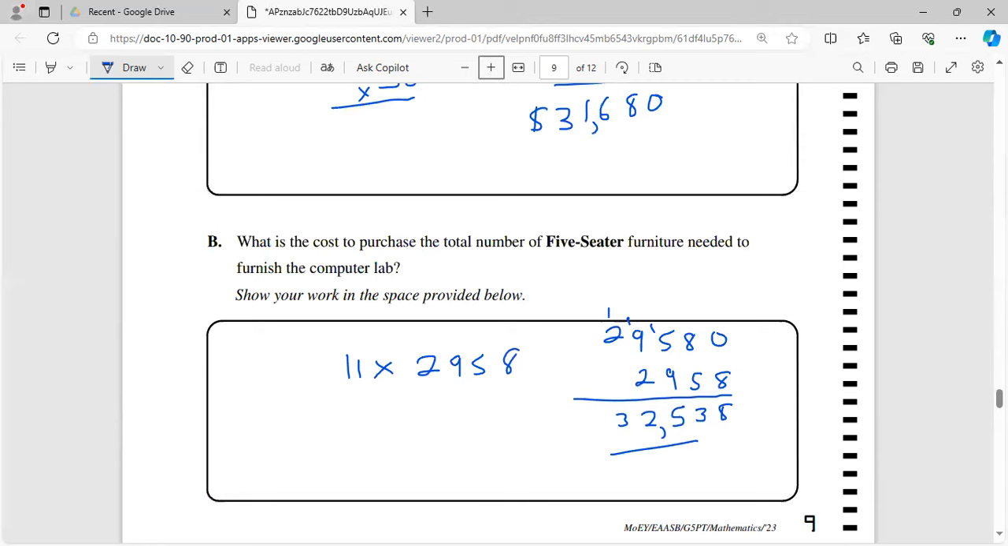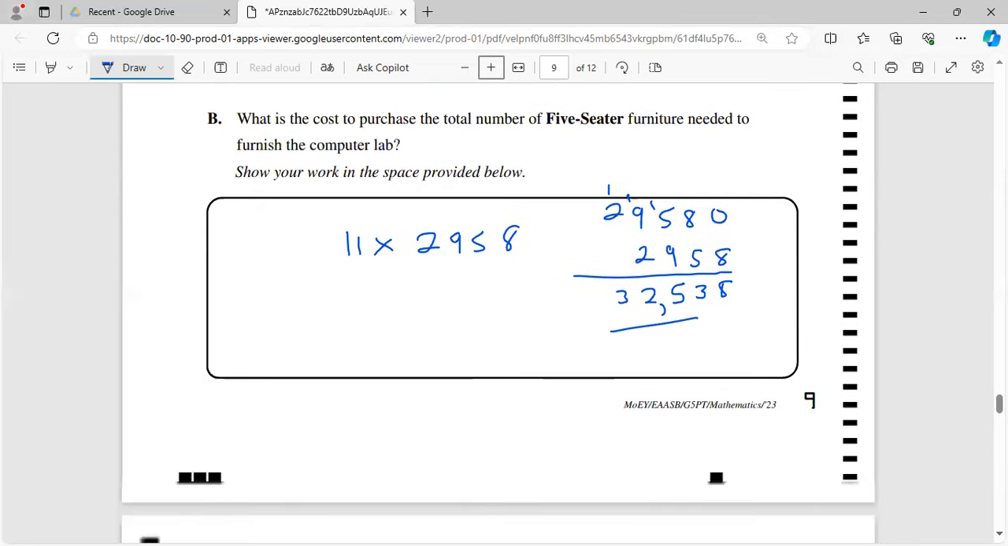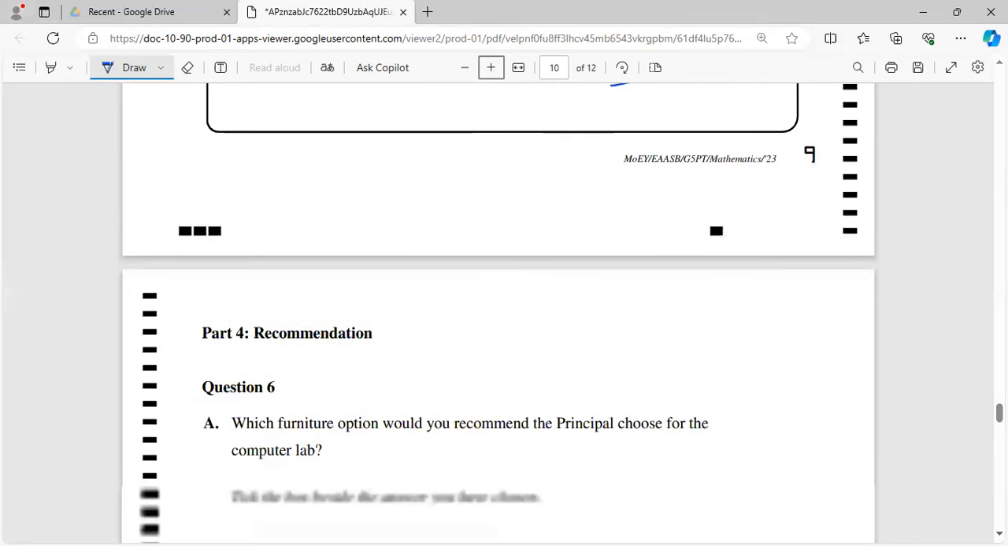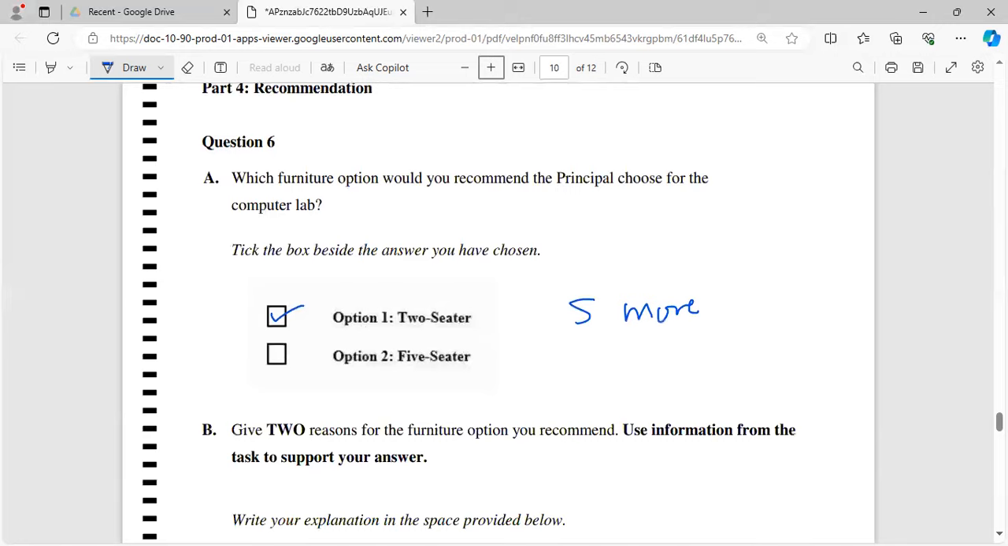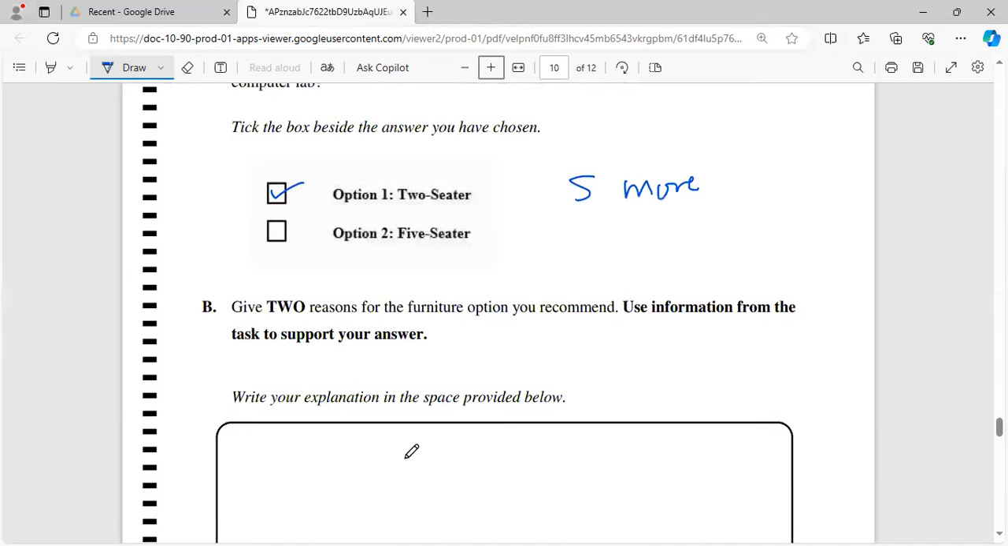Oh, gotcha. The 2-seater is cheaper, and it's about $900 cheaper. So yeah, I would definitely choose this one.